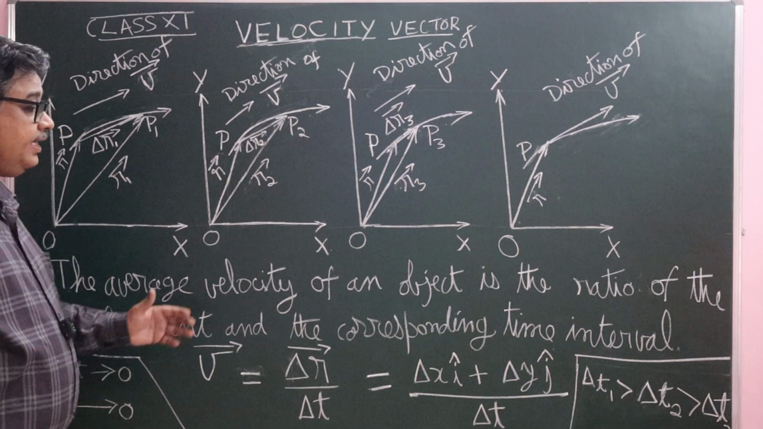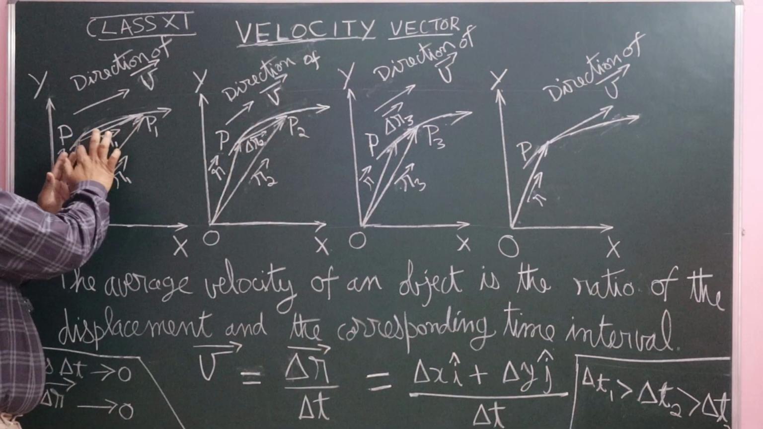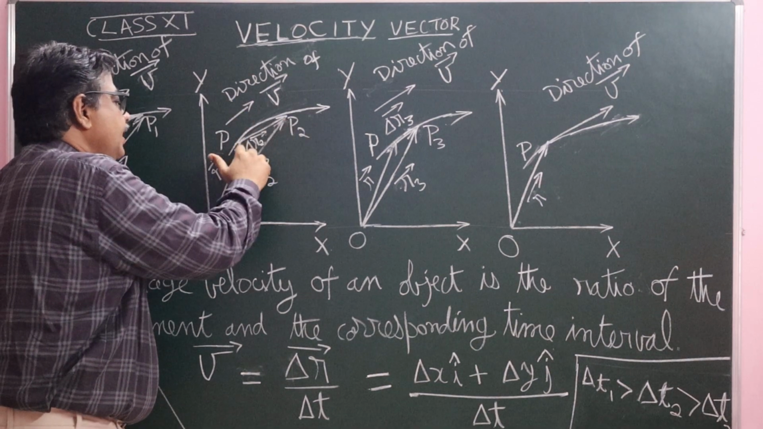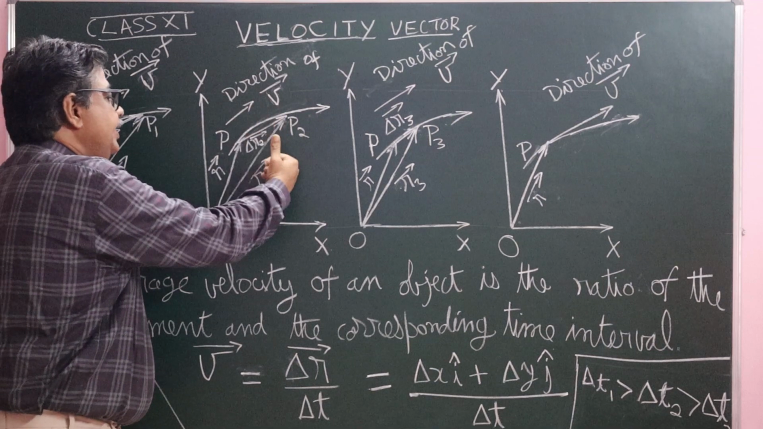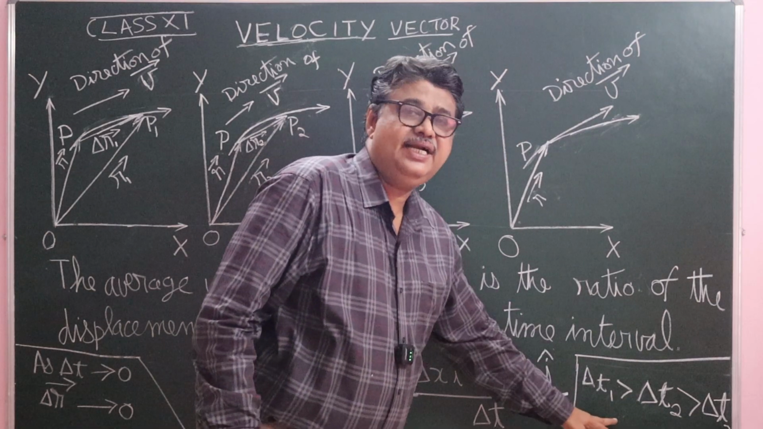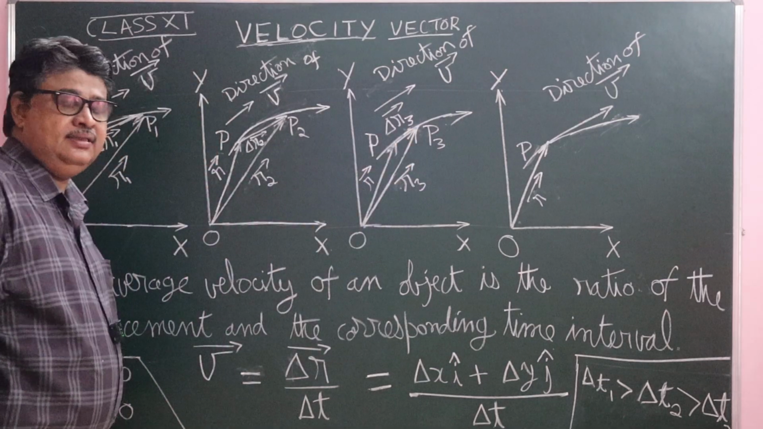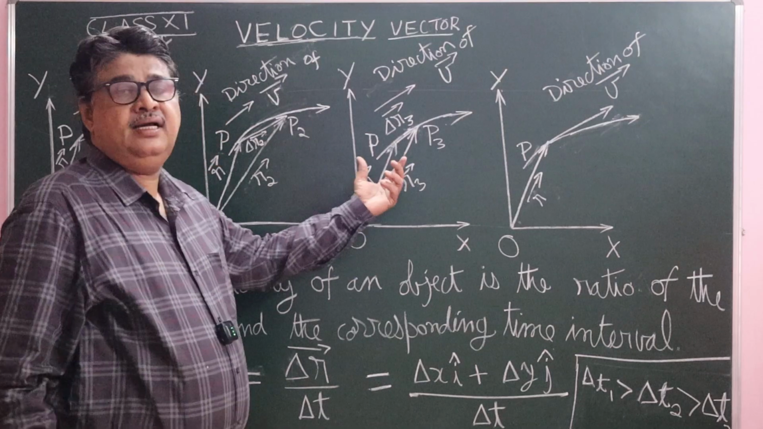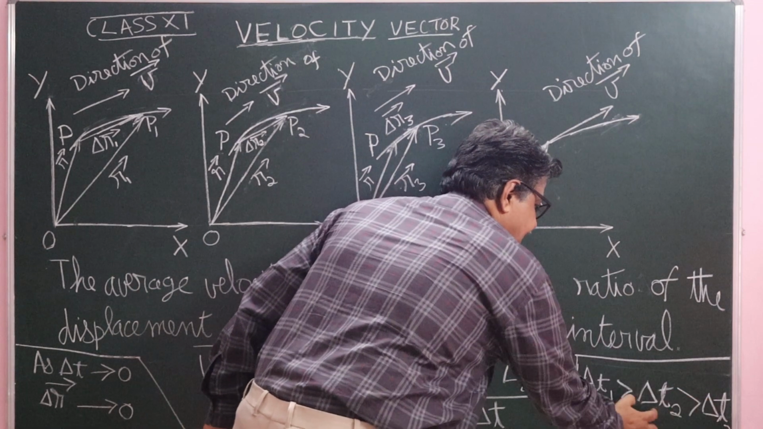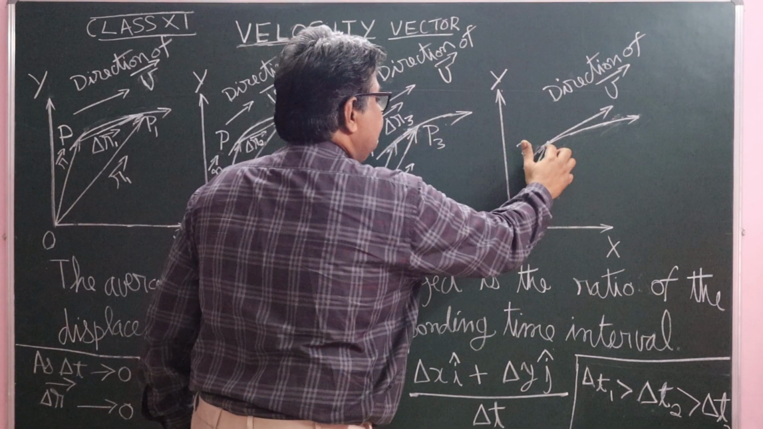as del T tends to 0. Here the time taken by the object, del T1, is greater. Again from P to P2, it takes lesser time, del T2. Therefore del T1 is greater than del T2, that is, del T2 is lesser than del T1. And here the object takes del T3, which is lesser time, so del T3 is lesser than del T2. Here it takes lesser time to cover.